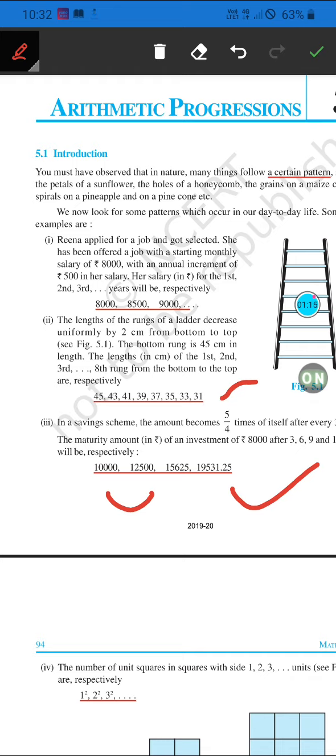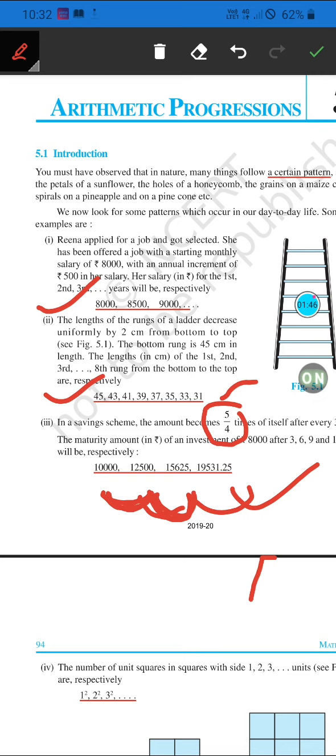Here 2500 is a difference, and above that the difference is different. Then this is also a progression. Here the differences are equal, but here they are not equal, although it is still a progression. Here consecutive numbers follow 5/4 times the previous number. 5/4 of 10,000 is 12,500. 5/4 of 12,500 is 15,625. So here it is also a progression.